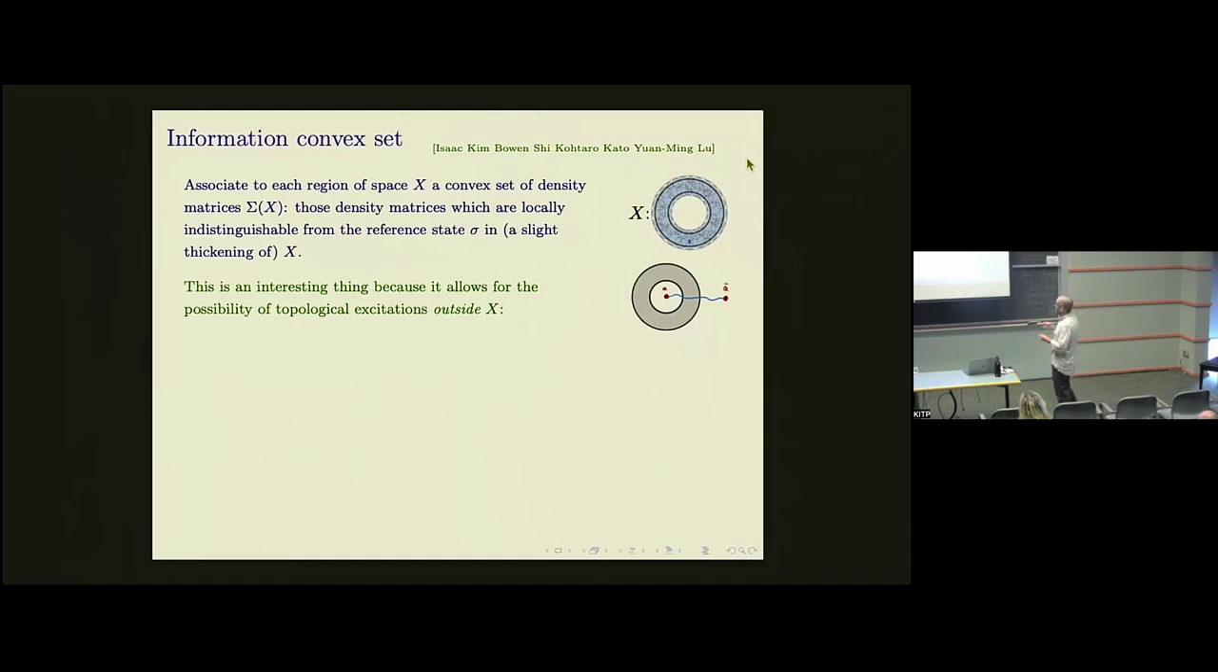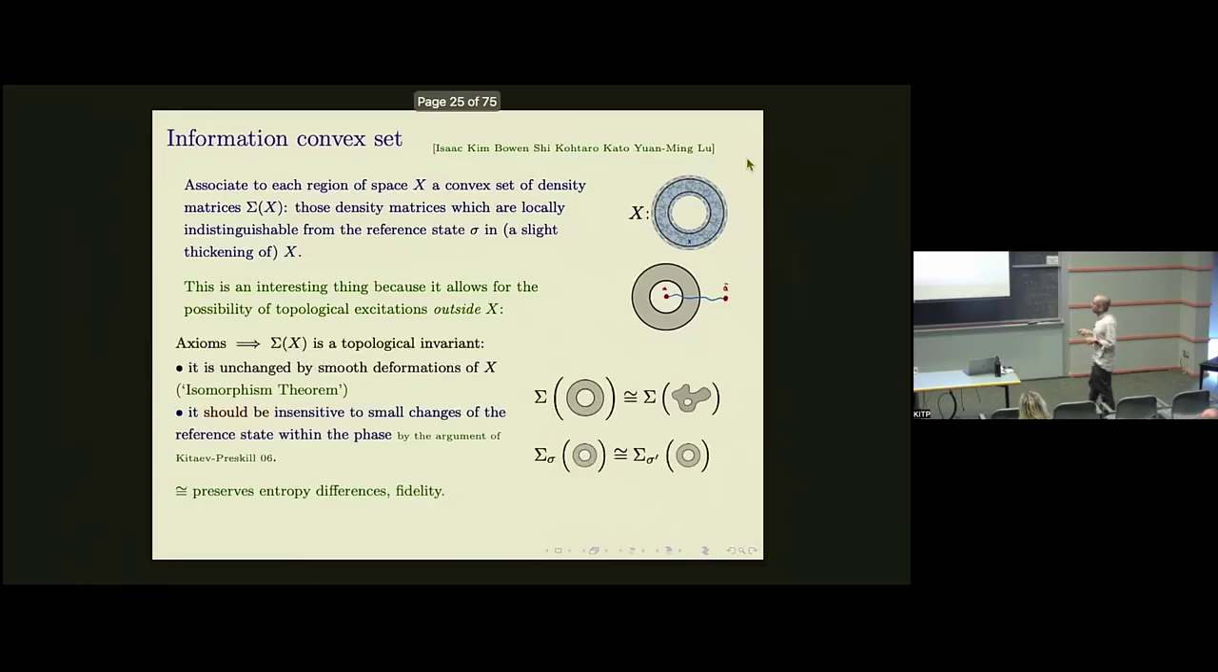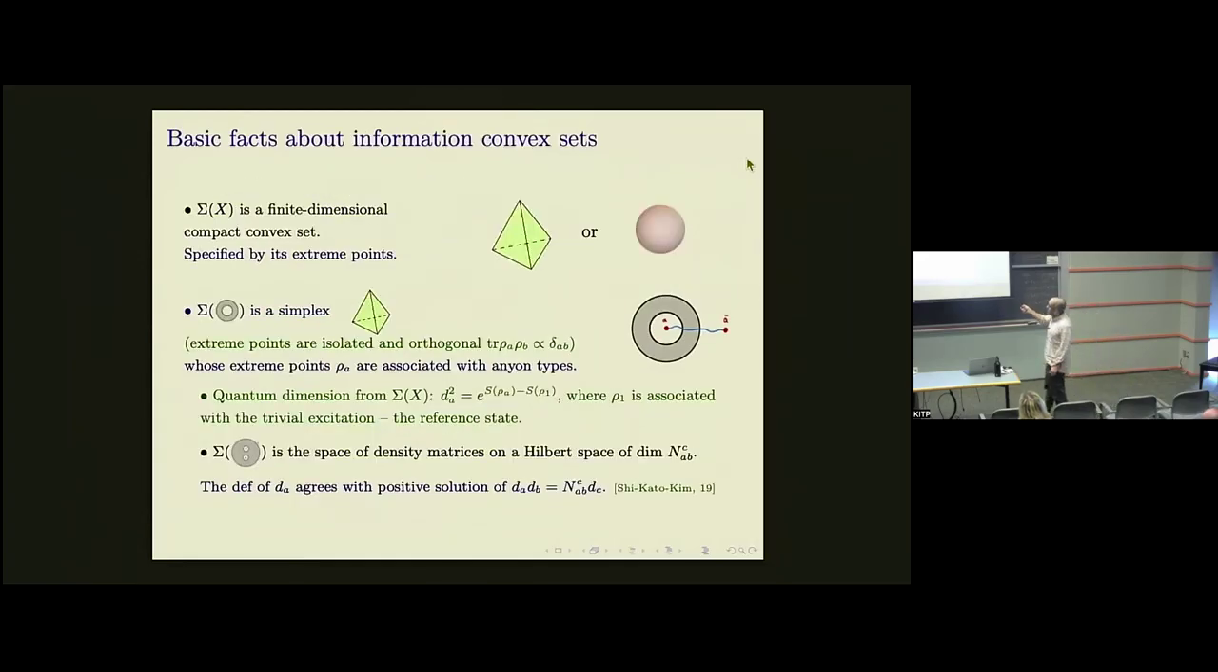Okay, so the axioms imply that this convex set is a topological invariant in the senses that you want it to be true. It doesn't depend on the shape of the region, only on its topology, and it doesn't depend on the representative of the phase that you pick. And so the idea is that this convex set is a receptacle for the universal data. By choosing different topologies, you encode different information. It's some finite dimensional compact convex set, which means that it's specified by its extreme points. It's something like a simplex or like a Bloch ball. The information convex set of the annulus is a simplex, and the extreme points correspond to the anyon types. You can extract the quantum dimension of the corresponding anyon just by computing entropies.